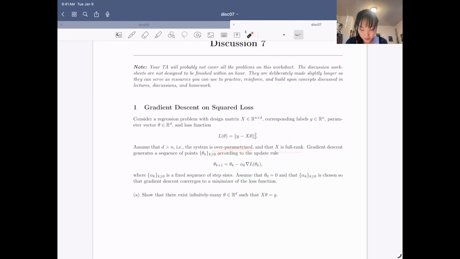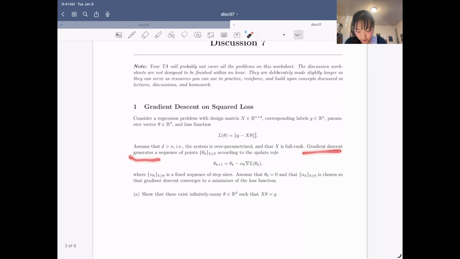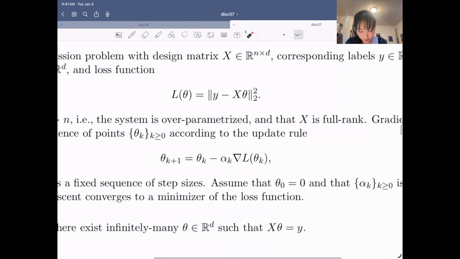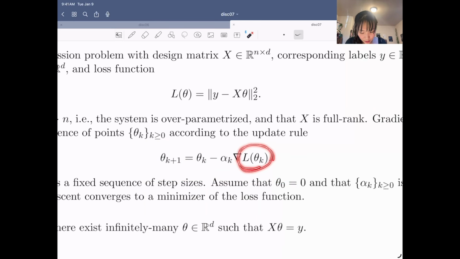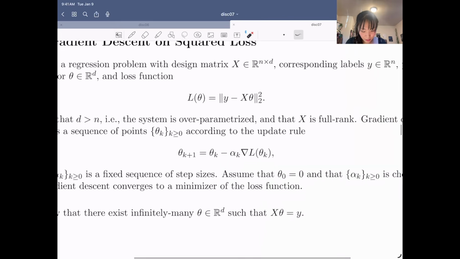X is full rank, and gradient descent generates a sequence of points, theta k being our parameters, according to this update rule, which we also just talked about, right? We have the initial parameters, and then we calculate the gradient of the loss function at that point to get the direction of steepest increase, and then we subtract it to decrease the loss. And then we have a learning rate that controls our step size.